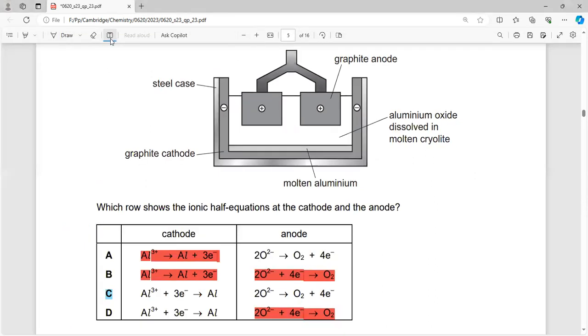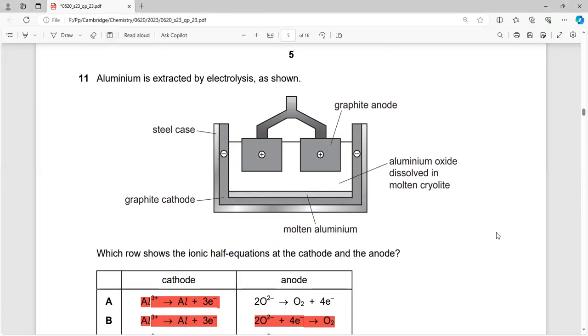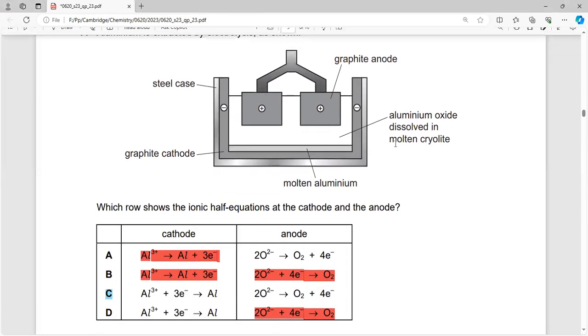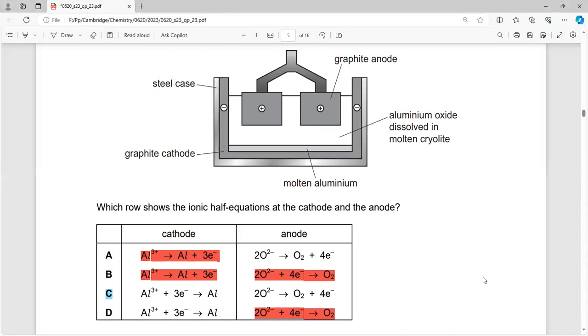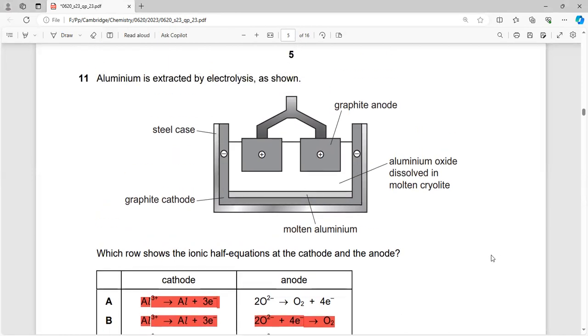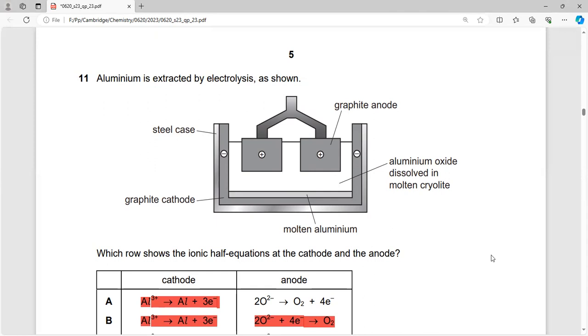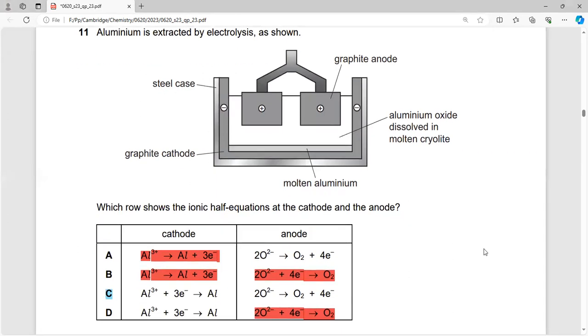We're going to proceed to question number 11. In question number 11, aluminium is extracted by electrolysis as shown. In this electrolysis method, we have a graphite anode, a graphite cathode, and aluminium oxide dissolved in cryolite solution. That's making the electrolysis. Now, which row shows the ionic half equations at the cathode and anode?